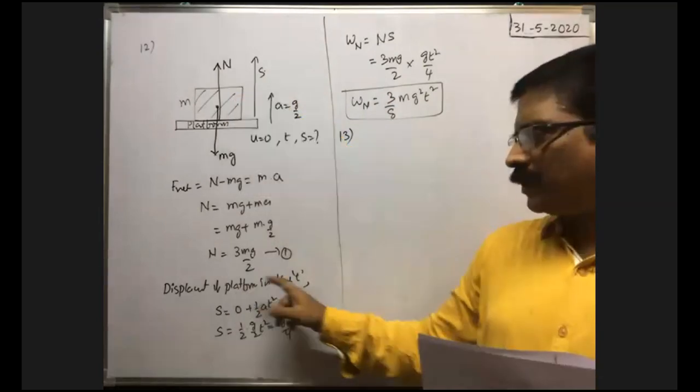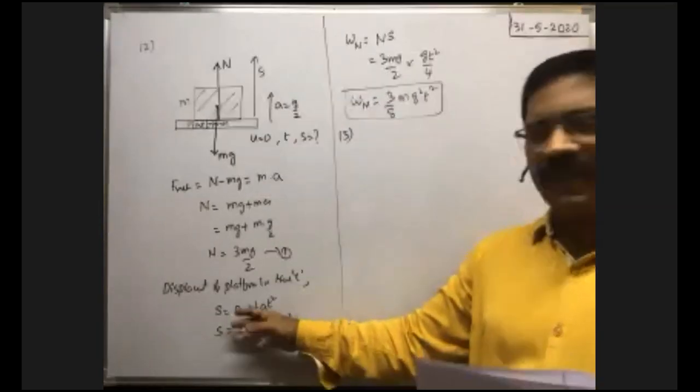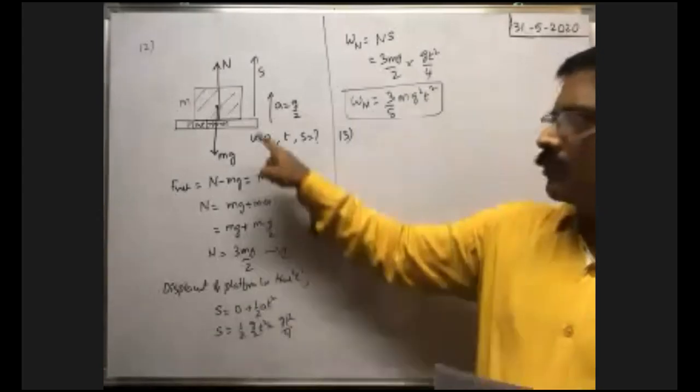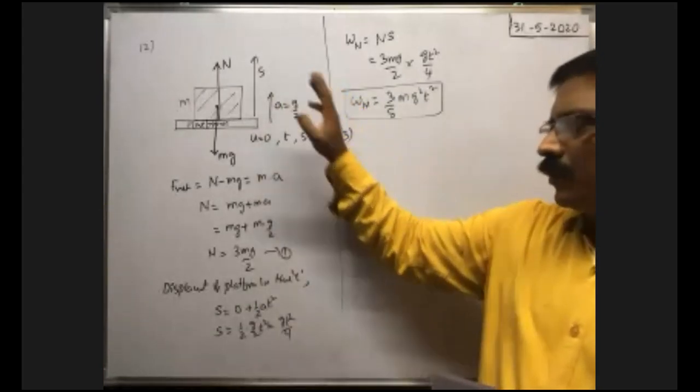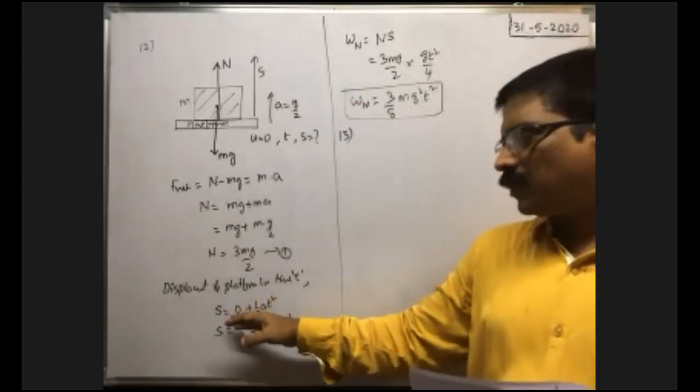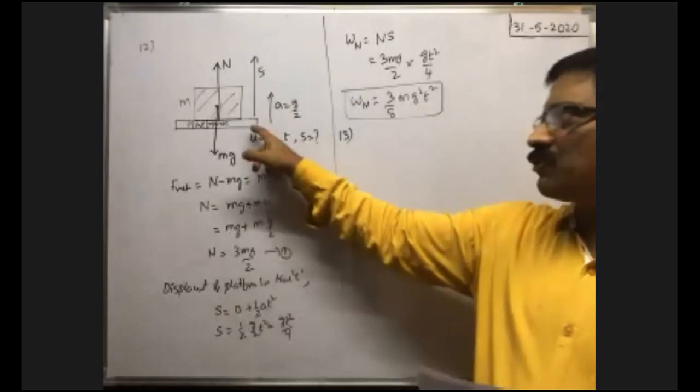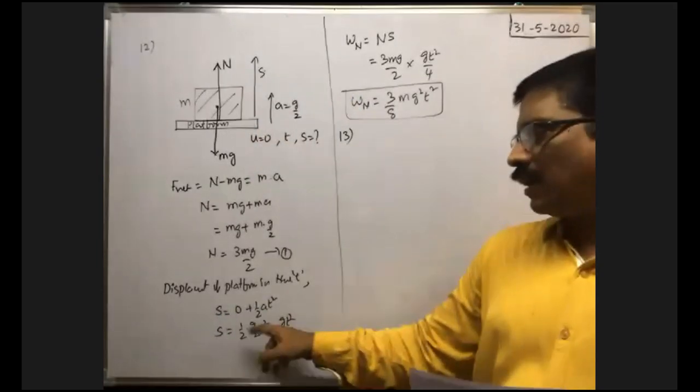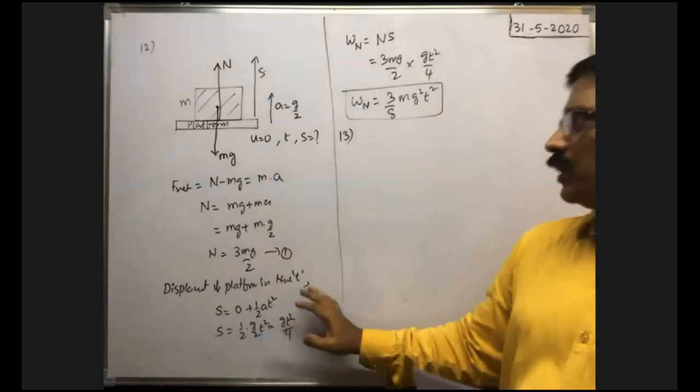The displacement of the platform in time t is s = ut + (1/2)at², because the platform travels with constant acceleration upwards. So displacement is ut + (1/2)at². It starts from rest, so the initial velocity is 0. Half a means g by 2 into t². We got the displacement.